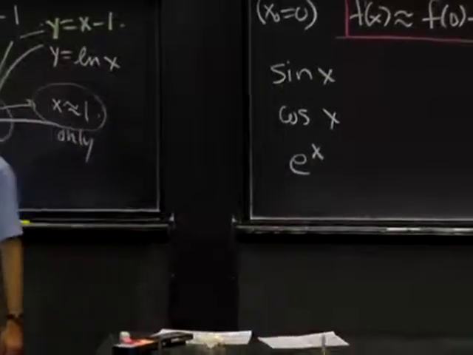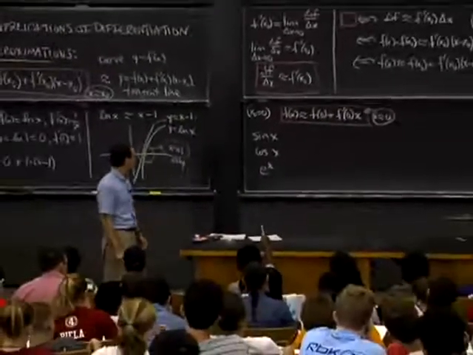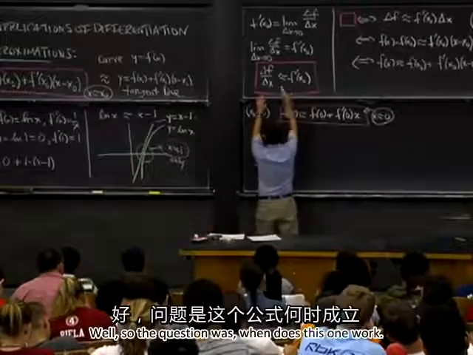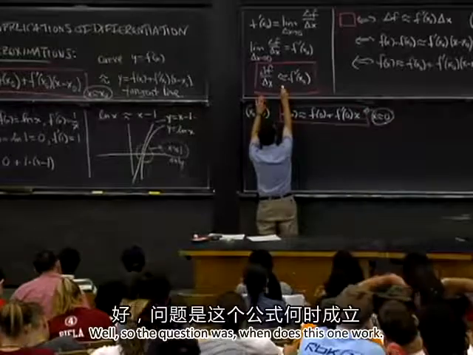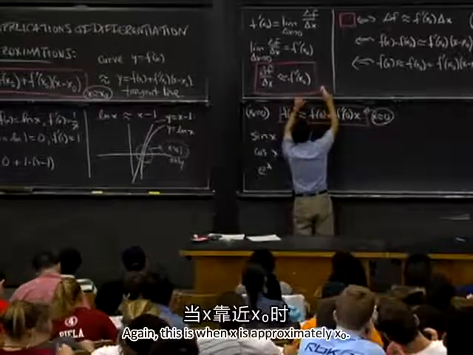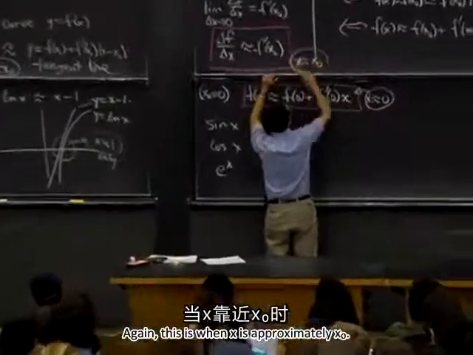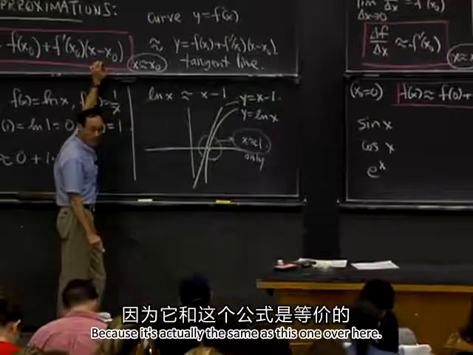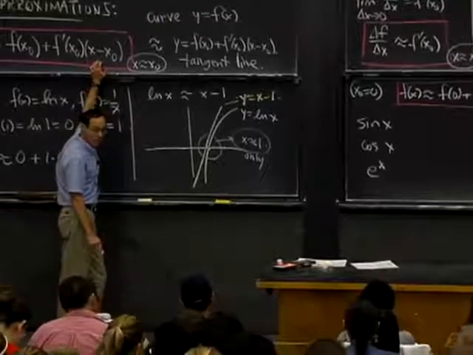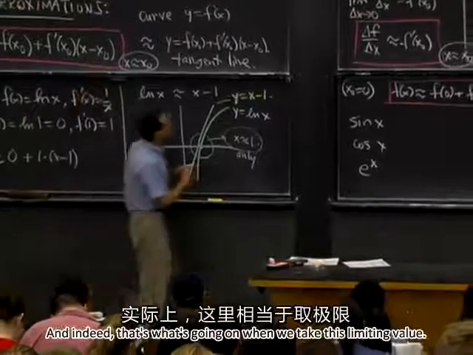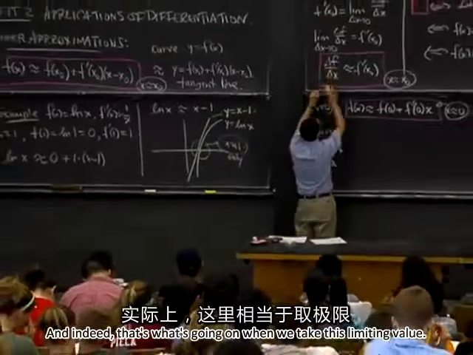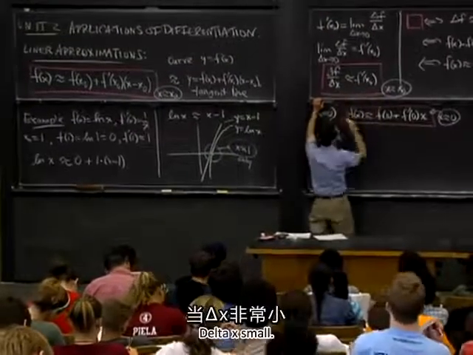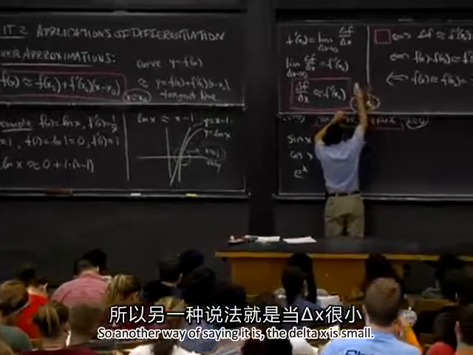Yeah, question. When does this one work? Well, the question was, when does this one work? Again, this is when x is approximately x0, because it's actually the same as this one over here. And indeed, that's what's going on when we take this limiting value. Delta x going to 0 is the same as delta x small. So another way of saying it is that delta x is small.